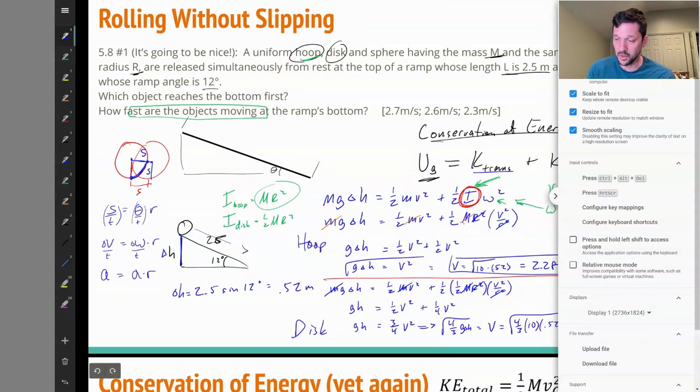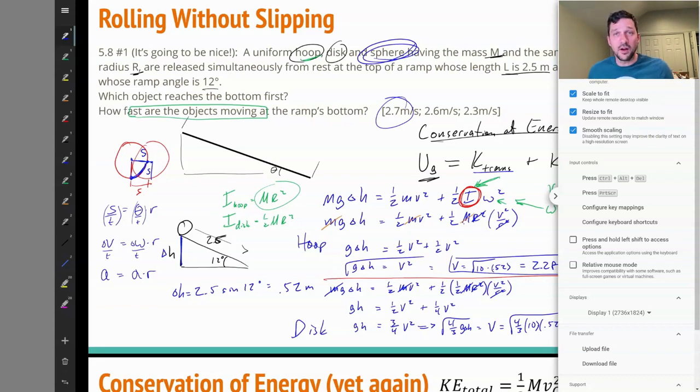And if we were to apply the moment of inertia of a sphere, which I forget off the top of my head, but basically repeat that, plugging in its expression for I, we find out where the sphere comes in. Now, according to these answers, I think it comes in first, because it's got the smallest moment of inertia.